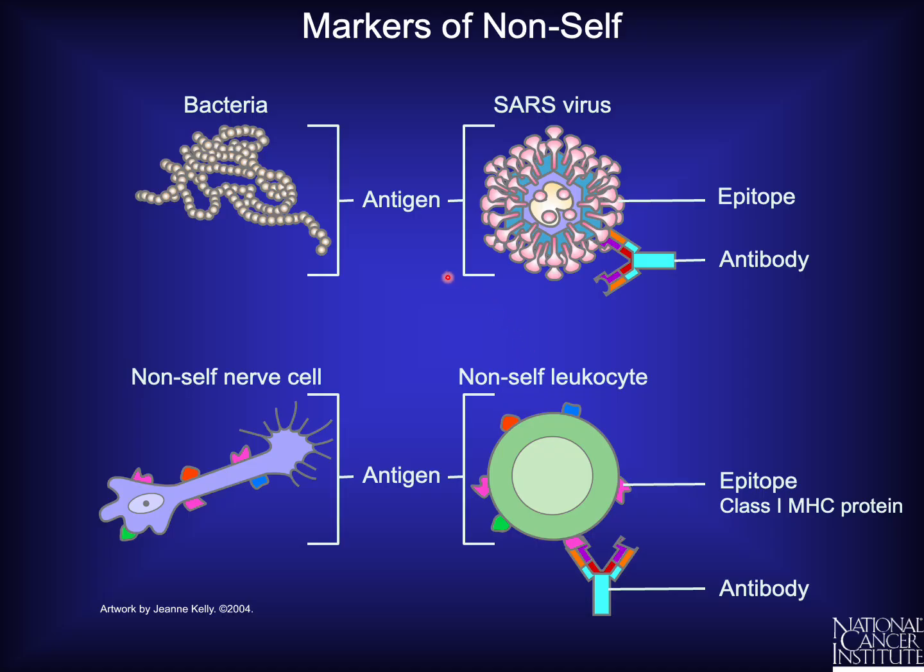So again, an antigen is anything your body sees as foreign. So it's not just bacteria, it's not just viruses, although they both can be antigenic. But it can also be your own cells that your body sees as foreign, like a nerve cell or a leukocyte or white blood cell. Maybe it's a cancerous cell, maybe something in it has been altered. Either way, your body does not see it as your self anymore. It's a marker of non-self when an antigen or a foreign molecule is present.